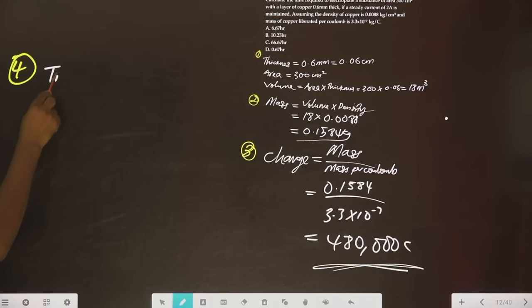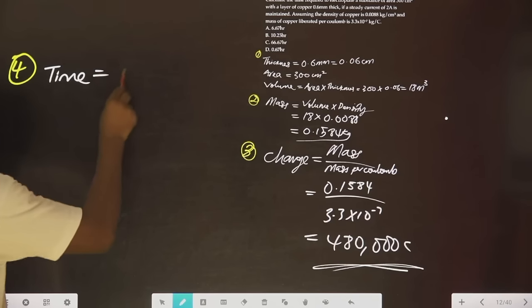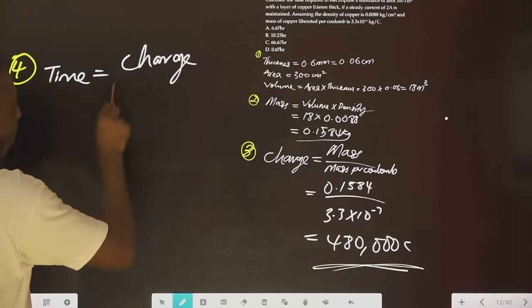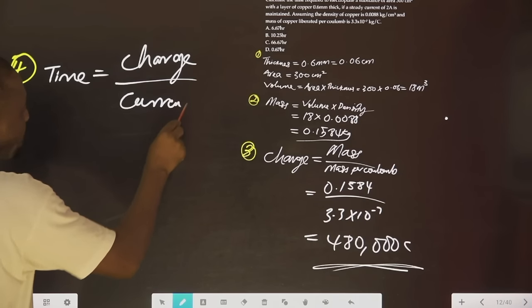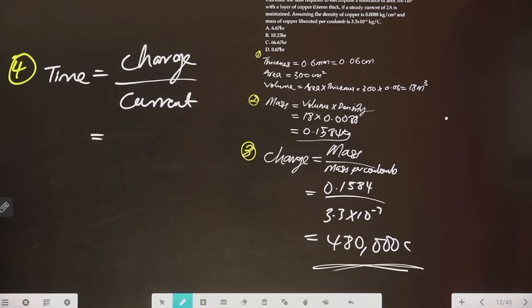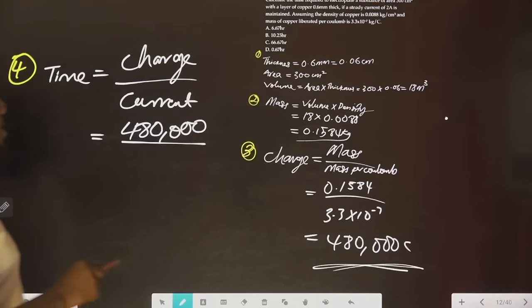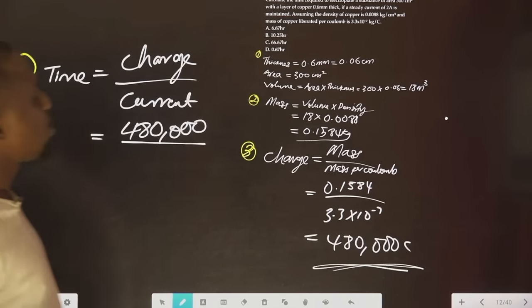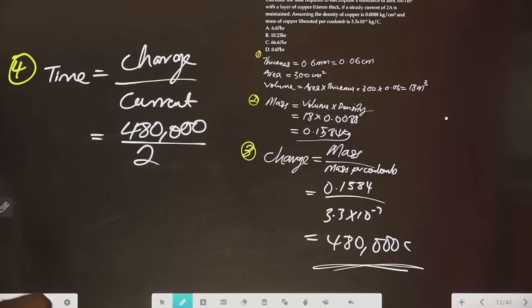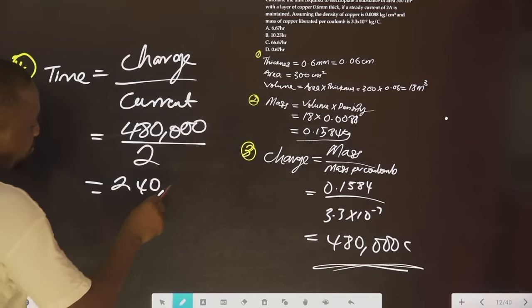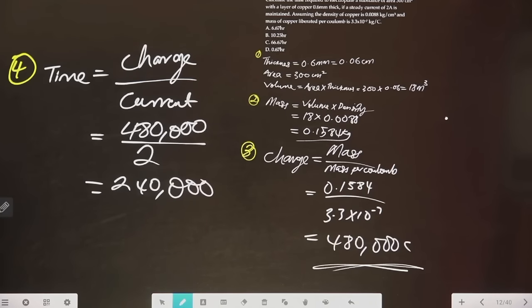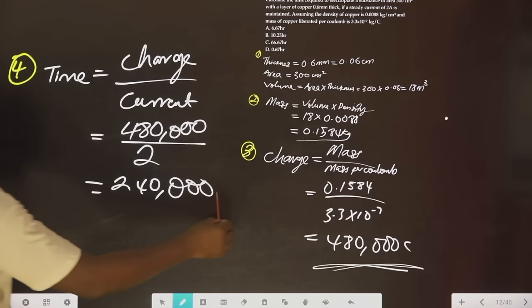is to get the time, which is equal to the charge over current. Charge over current. So what is the charge? We already know the charge to be this, over the current. What is the current? Current is given to us to be 2 amps. Then we divide. If we divide this now, you agree with me, you're going to have 240,000. Okay? That is the time in seconds.